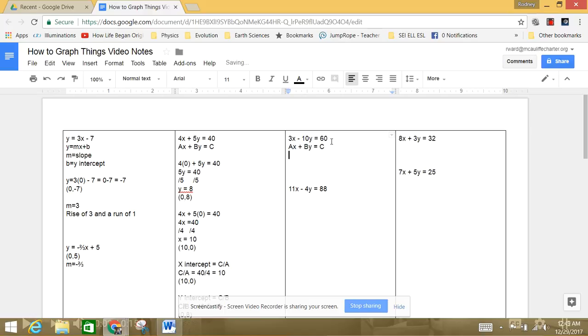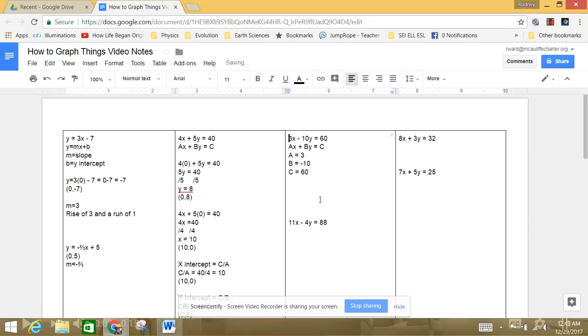I'm going to go ahead and identify what my coefficients are. My a coefficient, a equals 3. My y coefficient, or b, well, since it's plus by and I've got minus 10y, my b is negative 10. And my c is 60. Okay, so far so good.